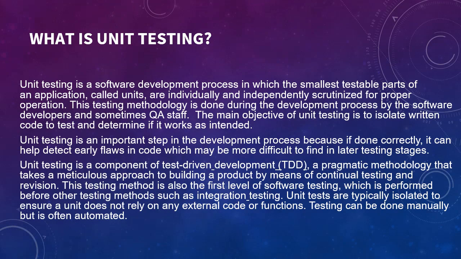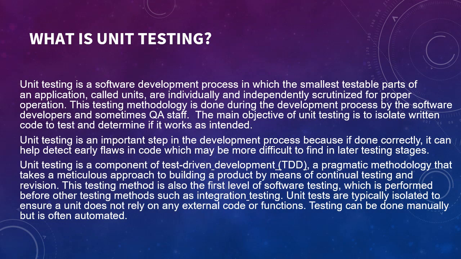What is unit testing? Unit testing is a software development process in which the smallest testable parts of an application, called units, are individually and independently scrutinized for proper operation. This testing methodology is done during the development process by the software developers and sometimes QA staff. The main objective of unit testing is to isolate written code to test and determine if it works as intended.